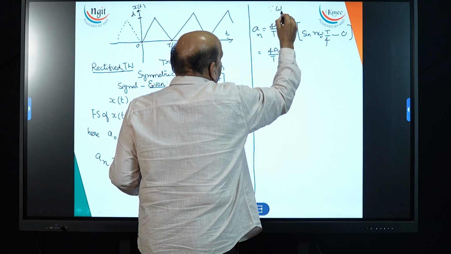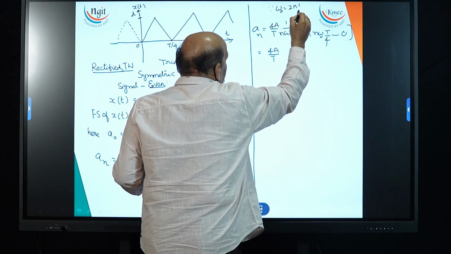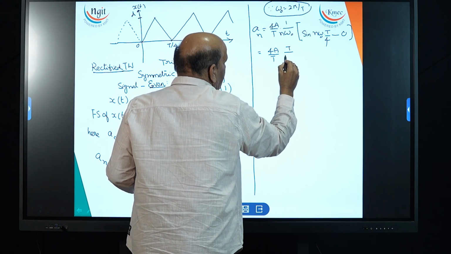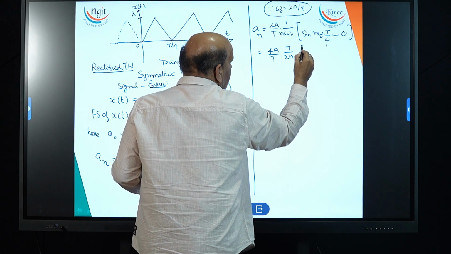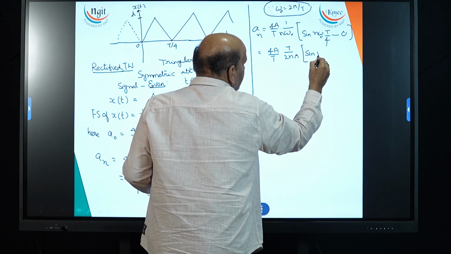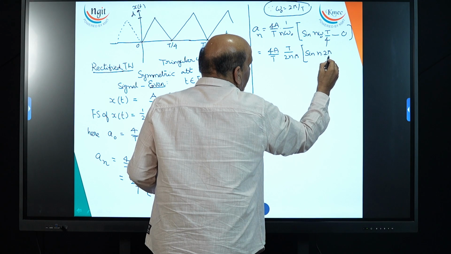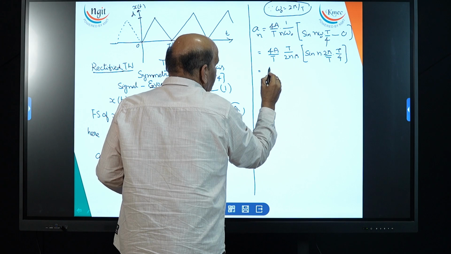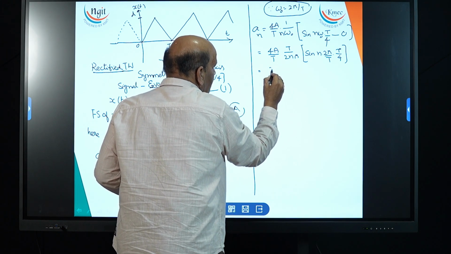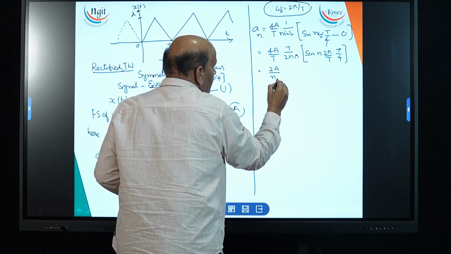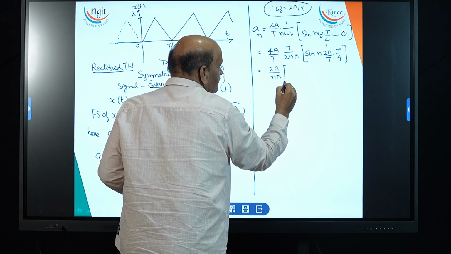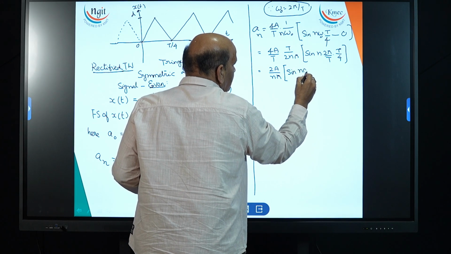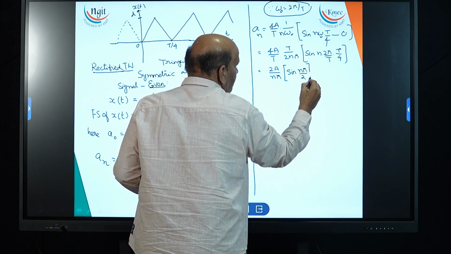Since what is omega naught? Omega naught equals 2 pi by T. Substitute here. This will become T by 2n pi into sin n 2 pi by T into T by 4. This will become T cancel, that equals 2A by n pi into T cancel. This will become sin n pi by 2.